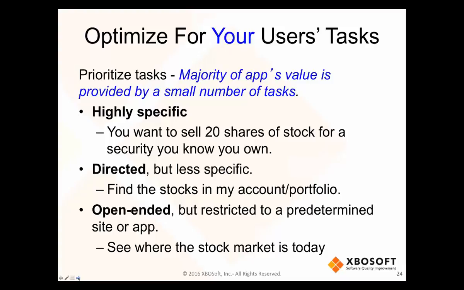The majority of an app's value is provided by a small number of tasks. It just gets back to the Pareto rule again, the 80-20 rule, right? 80% of the value is provided by 20% of the app. So think about those few tasks and then start designing tasks for those for that user.